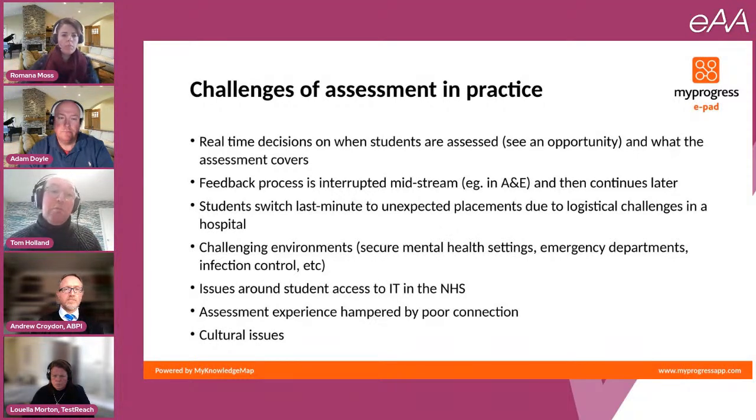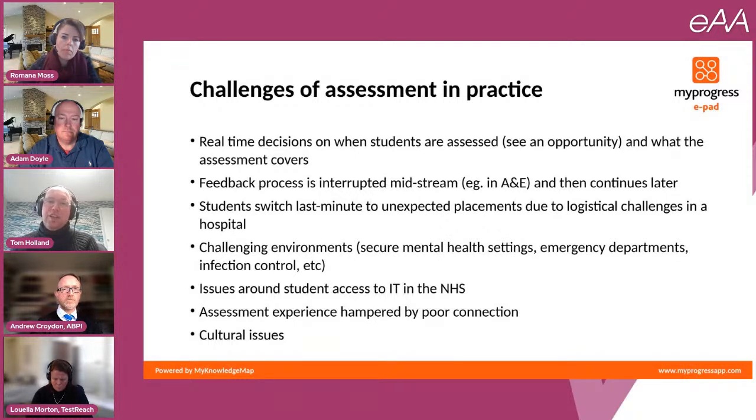So you might have a doctor in an emergency setting being interrupted by new cases coming in and having to pick that up later. And we have various ways of dealing with that so that they can then complete it over a gin and tonic at the end of the shift or whatever. There are lots of last minute switches to placements that happen due to logistical challenges in a hospital. So it is very difficult to predict where and when students can be assessed, and they're in very challenging environments.